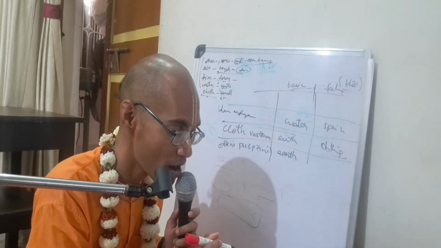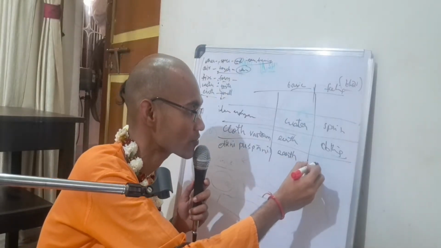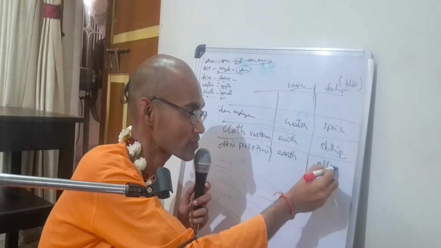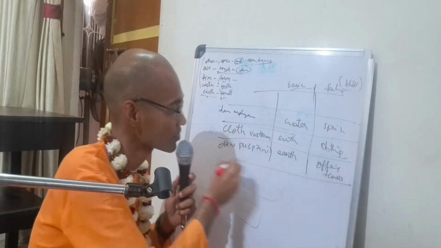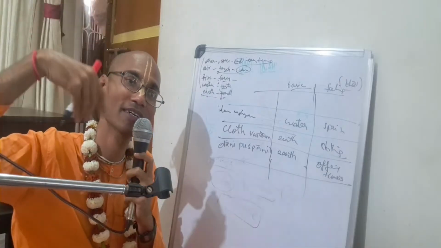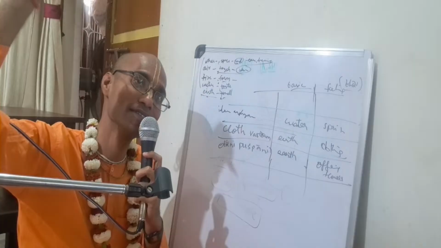So earth, and what is this? This is offering of flowers to Shri Radha and Krishna. Offering flowers, and this is actually welcoming Radha Krishna. In the groves of Vrindavan, Shri Radha Krishna are coming, and you are offering them, sprinkling water.